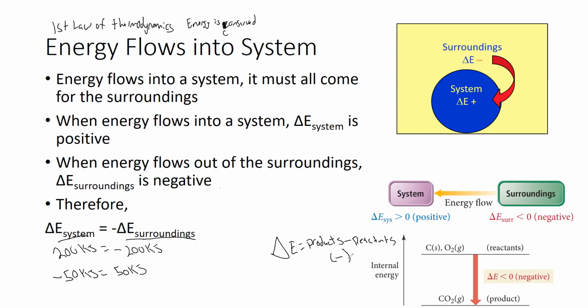So delta E system in this particular reaction is negative, which means our surroundings must have been positive. They gain that energy. So if you lose energy, it's negative. If you gain it, it's positive. The system and surroundings must have the same value, just opposite signs. That's what this slide says in a nutshell. Any questions about that information or that idea?